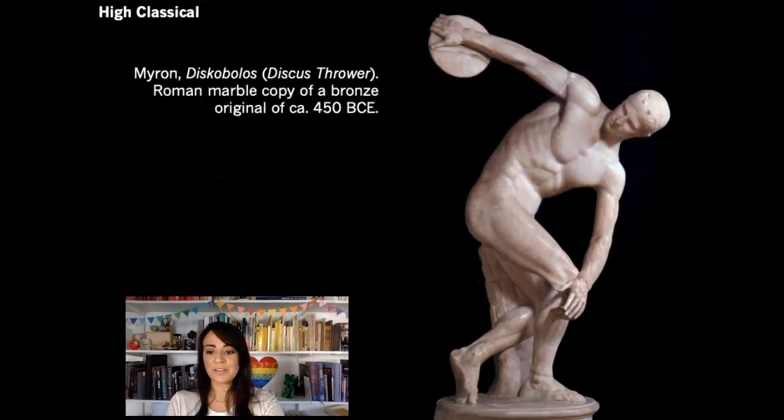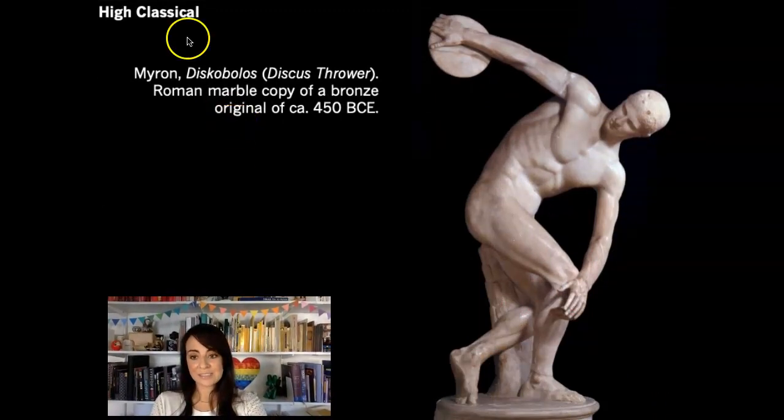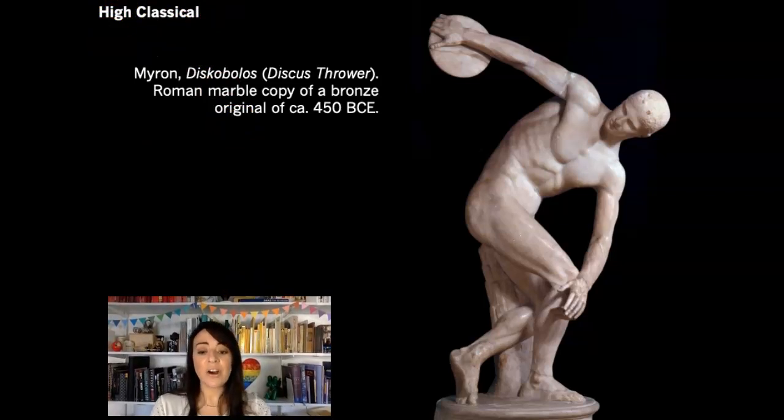Our first work of art for the high classical, see it right there? I've changed our period style, is this work. The artist is Myron, and the artwork is called the Discobolos, which is just Greek for the discus thrower.